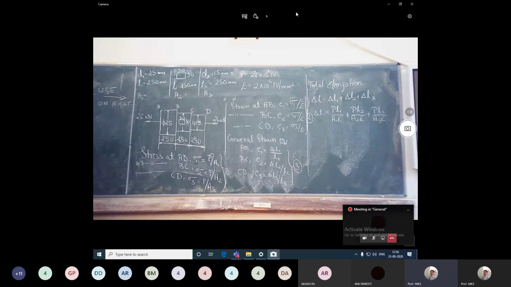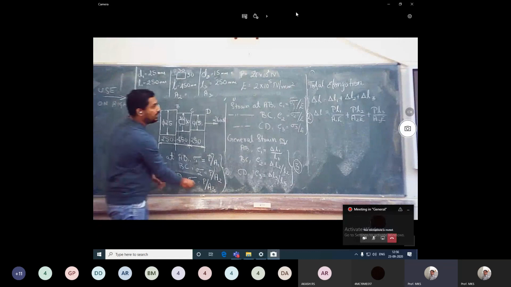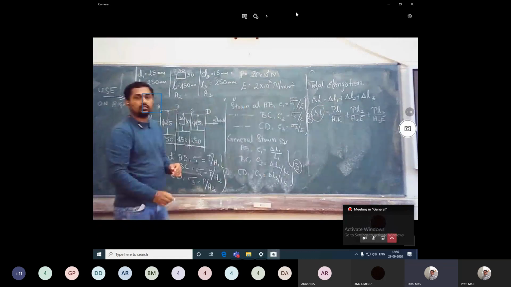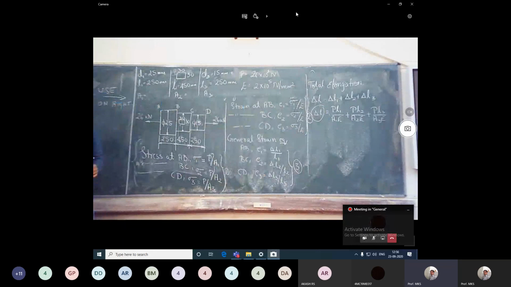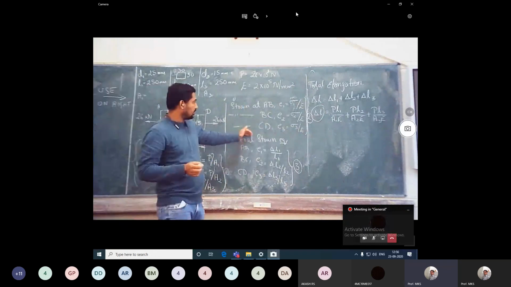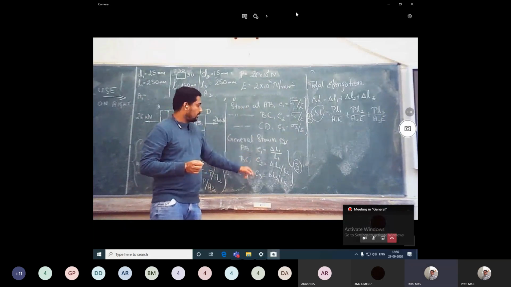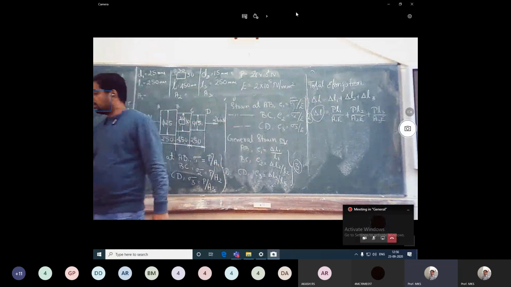What they have asked you to find is sigma 1, sigma 2, sigma 3, and the total change in length, delta L. These you need to find. And if it is asked to find other things, you can find them also. If it is asked to find the strain in each section, that is epsilon 1, epsilon 2, epsilon 3, then you can do it.